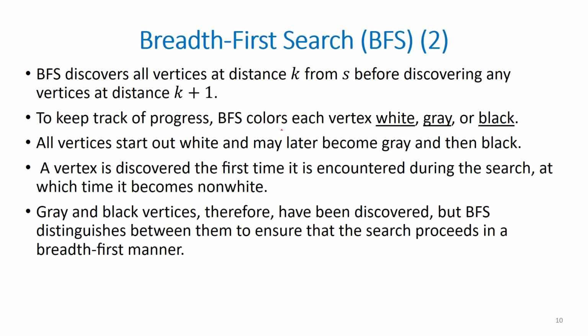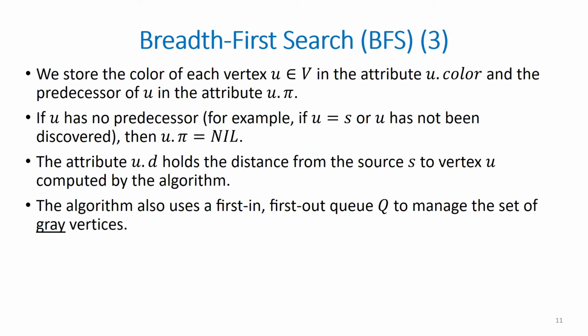To keep track of which vertices have been visited and how many times, the algorithm uses the colors white, gray, and black. Initially, all vertices are white and gradually turn to gray and then black. Each node U has three attributes that BFS remembers. One is the color, denoted by U.color. The other is the predecessor, denoted by U.pi. Predecessor refers to the node from which the algorithm reached the node U. So U.pi would be equal to nil when U is the starting vertex S or when the vertex U has not been discovered by the algorithm yet.